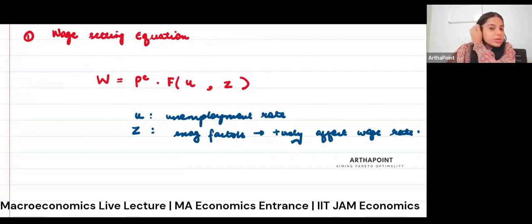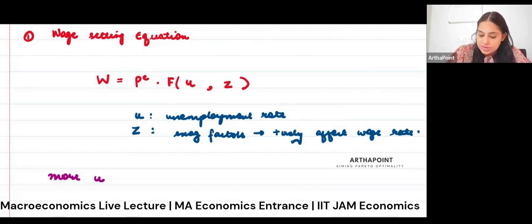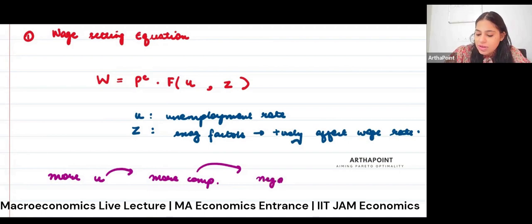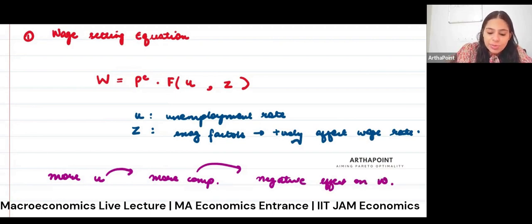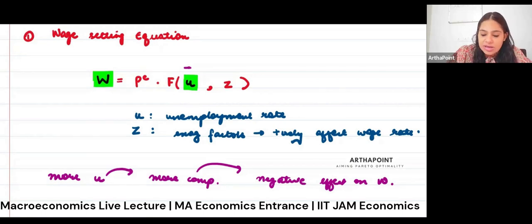So we will just think about this. When I talk about U, I know that if there is more unemployment in the economy, then there are more people in the labor force who are looking for a job, which means there is more competition among people. If there is more competition among people, they will be willing to work even at a lower wage. So the wage will be negatively affected. Between W and U, there is a negative relationship. As unemployment increases, more people are unemployed, they are willing to work even at a lower wage, so the wage decreases. That's the first relationship.